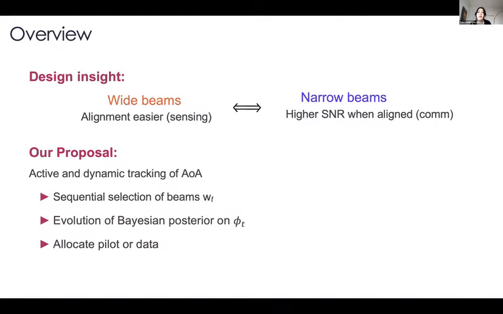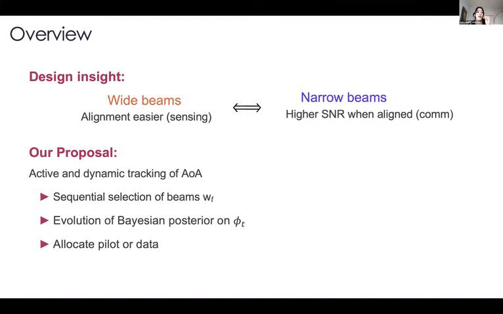So our proposal has been to take the components of these methods and combine them, by having a soft widening of the beam as I predict that I will lose my connectivity, and sequentially choosing these beams as you go. That will require keeping track of some sort of posterior on your angle of arrival and allocating pilots and data.